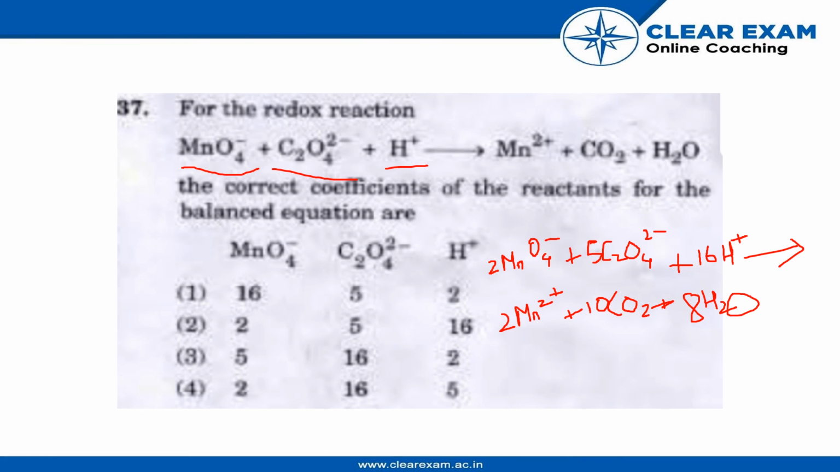that is 2, 5 and 16. So let's check the answer. Yes, so the correct answer is option 2.